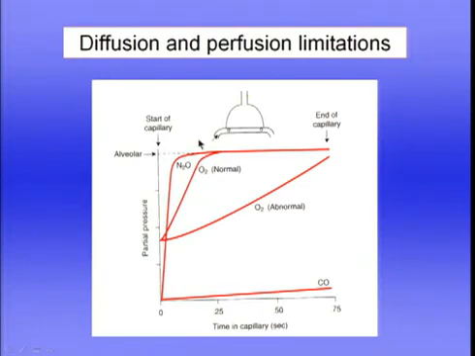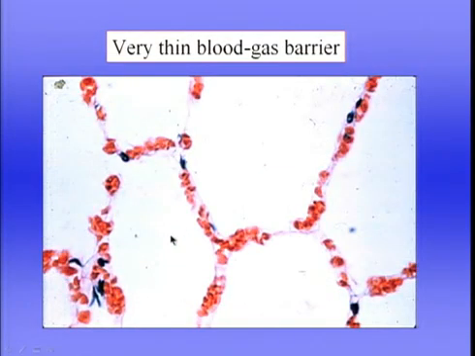However, under some circumstances, oxygen can be at least partly diffusion limited. Here, for example, is a situation where the PO2 rises much more slowly than it normally does. So at the end of the capillary, there is a PO2 difference between alveolar gas and the blood. Now, what possible conditions could do that? Well, if there is a pathological process in the blood gas barrier.